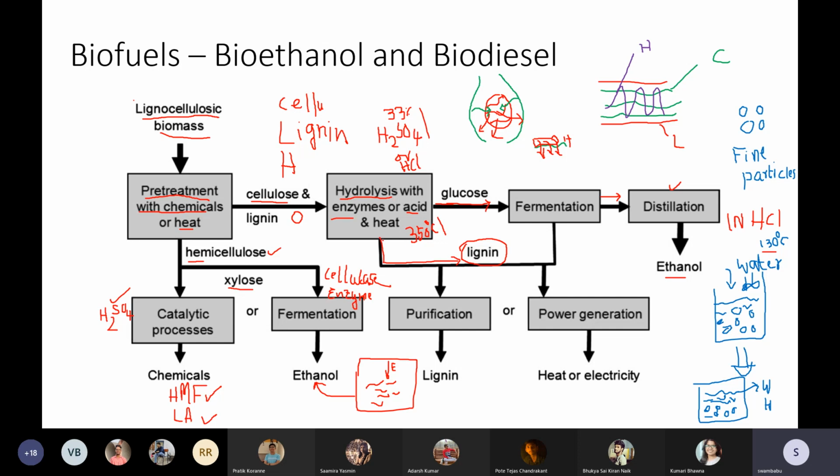The separated lignin can be purified and sold as lignin. Lignin itself has a market value because it is a hydrophobic, flake-like particle. It will be used in many applications. Or you can also burn it for power generation, which I showed in the kraft recycling process, where the black liquor is burnt to produce power. The same method can be used. So this is all about bioethanol or biodiesel, both the same, bioethanol production.